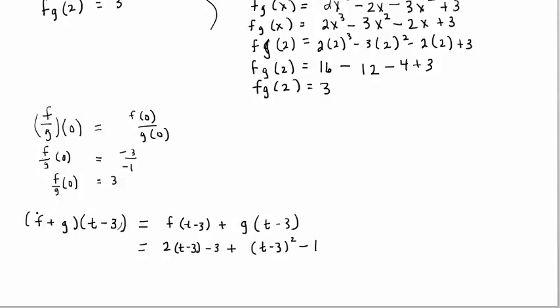All right, we have more work to do. We've got to do all the algebra. So I'm going to distribute the 2. And then we're going to come over here, and remember what this means. I'm going to come over here and use some scratch paper. t minus 3 times t minus 3.